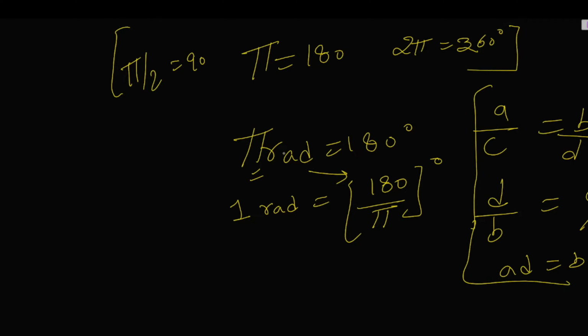So for example, what I have done here is pi radian equal to 180 degree, and then 1 radian would be equal to 180 by pi. Similarly, 1 degree would be equal to how much? Pi by 180 radian. Right? So this is your relationship between degree and radian.